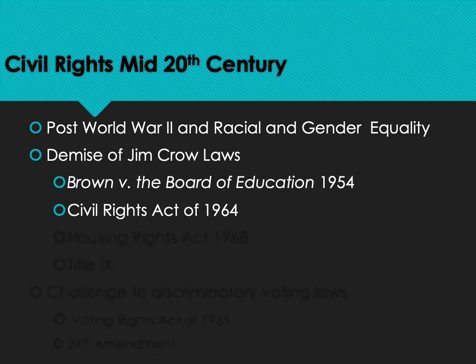It makes segregation on the grounds of race, religion, national origin in places of public accommodation, hotels, theaters, restaurants, illegal. It also makes it illegal to discriminate on the basis of race, religion, national origin, and gender in employment. So now you can no longer not hire somebody because of the color of their skin or because of their gender.